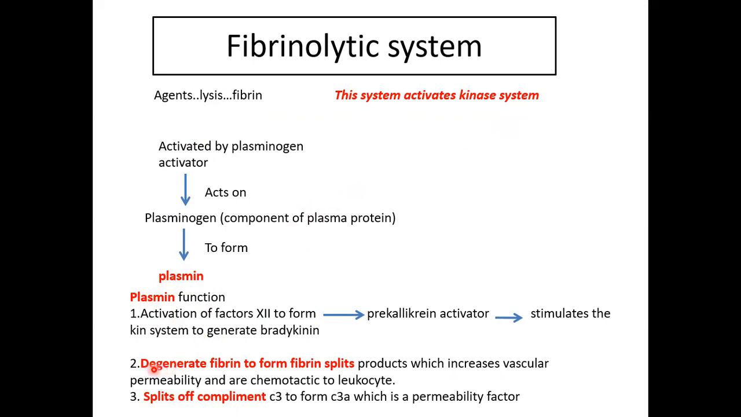Second, it degrades fibrin to form fibrin split products, which increase vascular permeability and are chemotactic to leukocytes. At the same time, plasmin splits complement C3 to form C3a, which is a permeability factor.